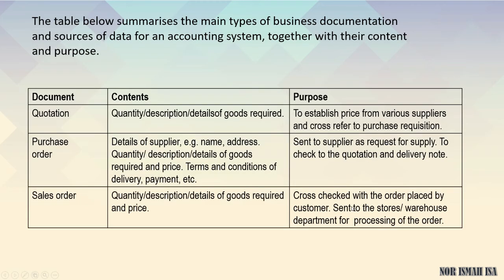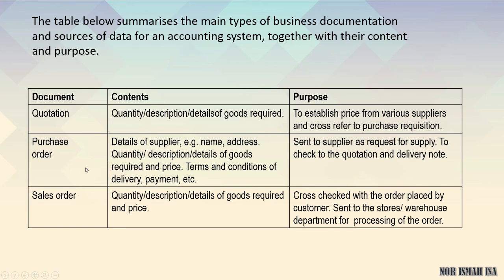All procedures related to the previous transactions can be summarized in this table related to the document and purpose. So the first one is quotation. The purpose of a quotation is to establish price from various suppliers and is referred to for purchase. This quotation states the price of the goods to be purchased from the supplier. So the content is quantity, description, details, and goods required.